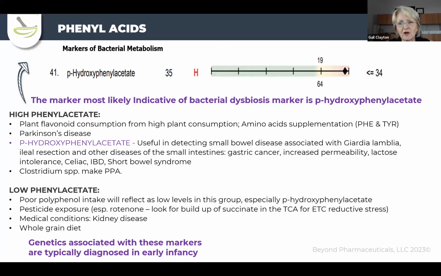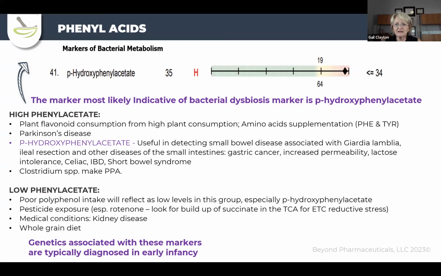Pesticide exposure can also cause very low phenol acids because basically it kills off the bacteria. But you also want to look for a buildup of succinate in the electron transport chain, because that will cause reductive stress, and pesticides can impair the electron transport chain, the oxidative reduction potential gradient. Certain medical conditions like kidney disease, and they probably want to follow a whole grain diet.